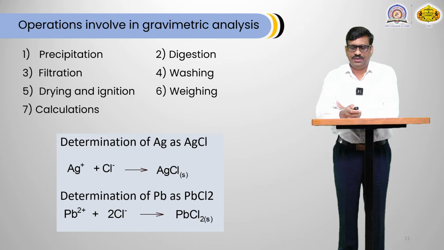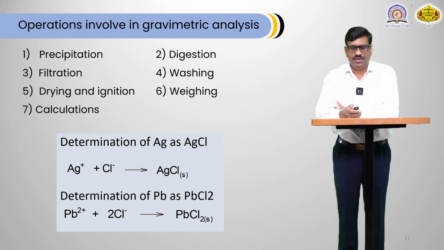Then washing of the precipitate. Washing of the precipitate is very important because selection of the solvent for washing is also important. For curdy and gelatinous precipitates, we use an electrolyte solution for washing. Then the next operation is drying and ignition. After filtration, we are required to dry that precipitate. If that precipitate is dried up to 250 degrees Celsius, then it is called a drying operation. And if it is heated from 250 to 1200 degrees Celsius, then it is called ignition.